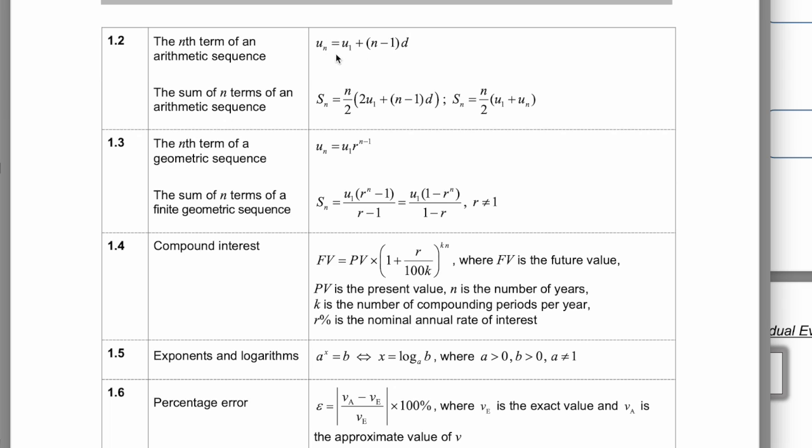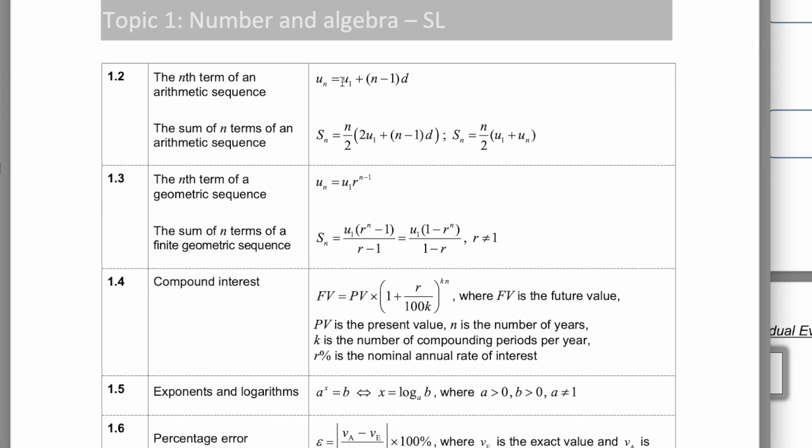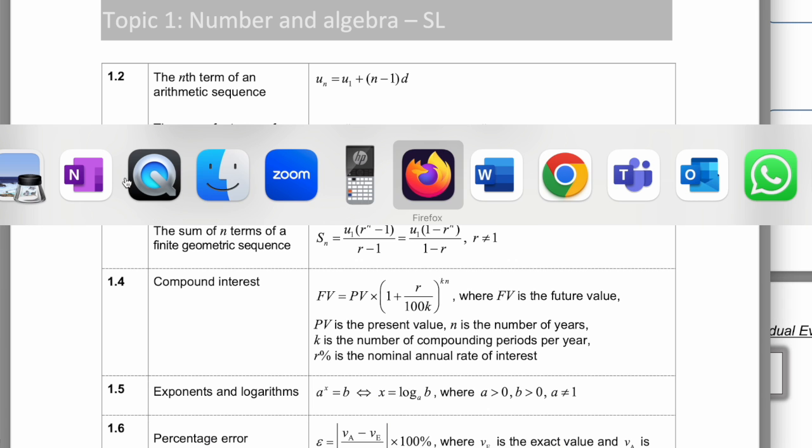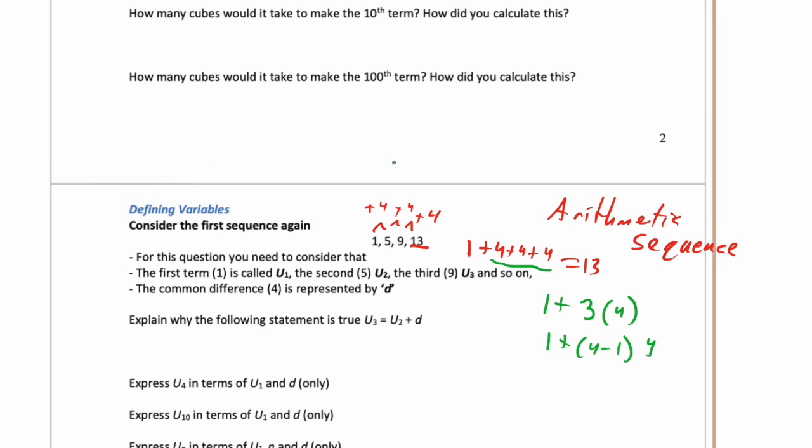So let's take a look at the formula for the nth term of an arithmetic sequence in our formula booklet. It's u_n equals u_1 plus n minus 1 times d. That's what we just did. u_1 stands for the first term, n minus 1 is the number of terms minus 1, and we did 4 minus 1, and d is 4 in this case. This is a formula that will give us the value of any term in the arithmetic sequence.